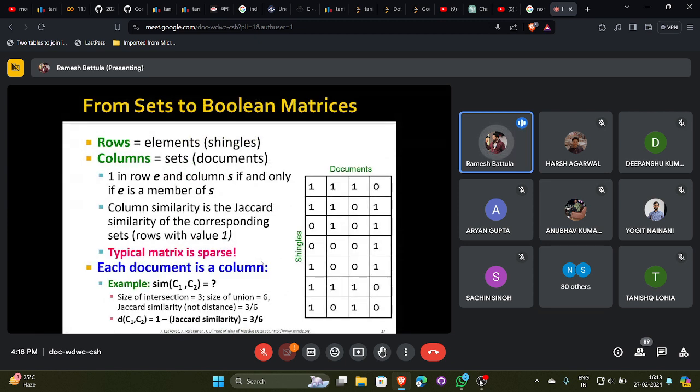So each document is a column. Now suppose these are C1, C2, C3, C4. We need to compute the similarity of C1, C2. First, we need to observe what is the intersection. The intersection is 3 between the two documents. And the union is how much?